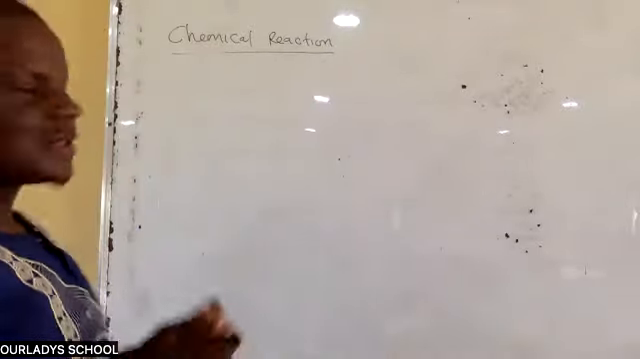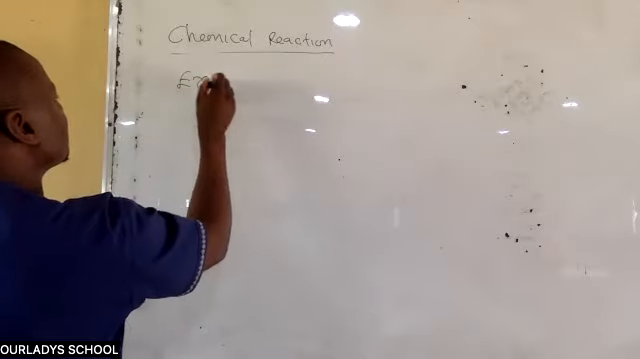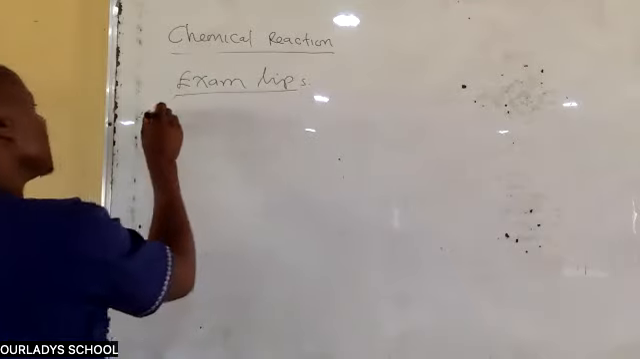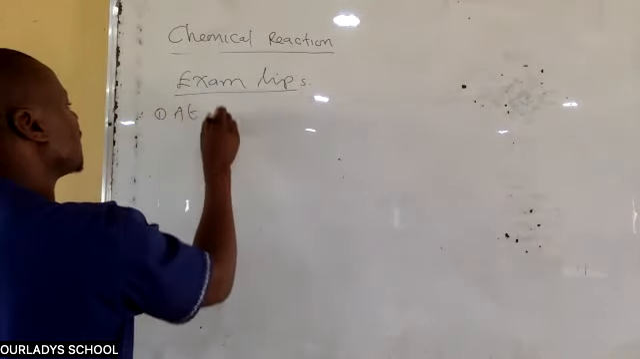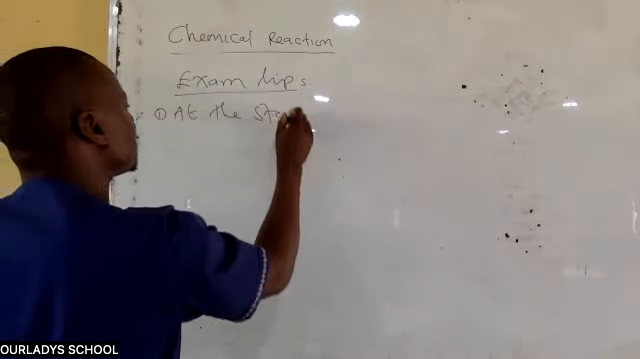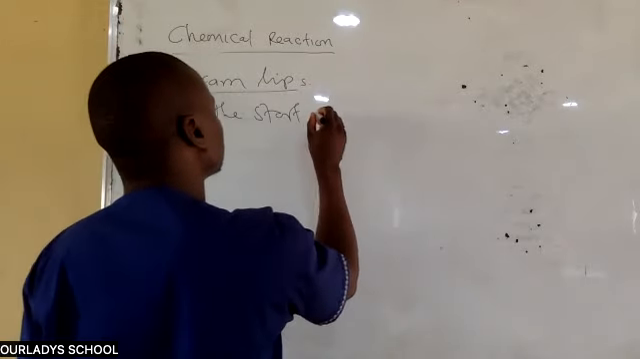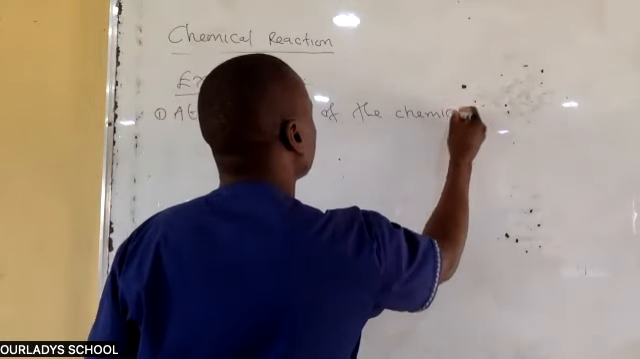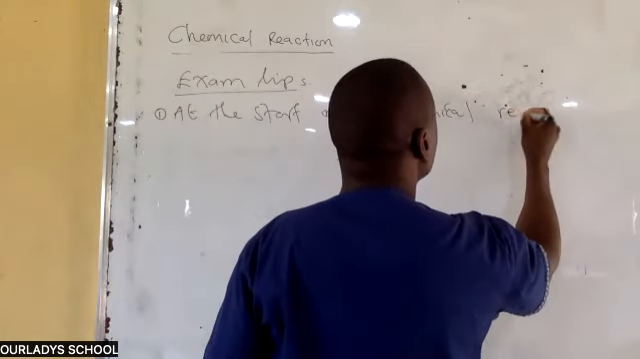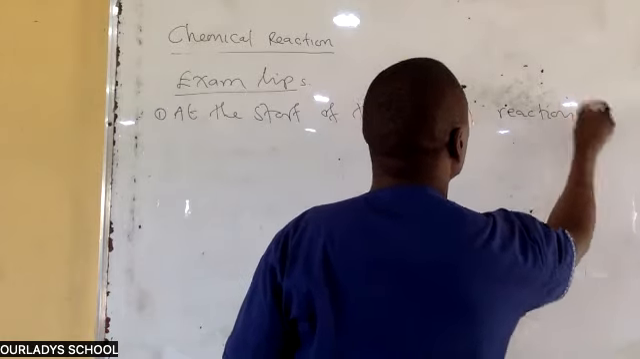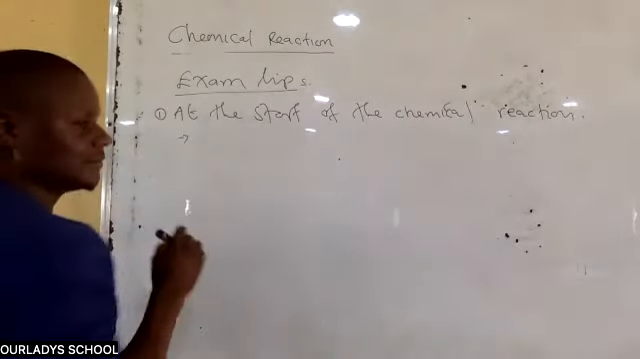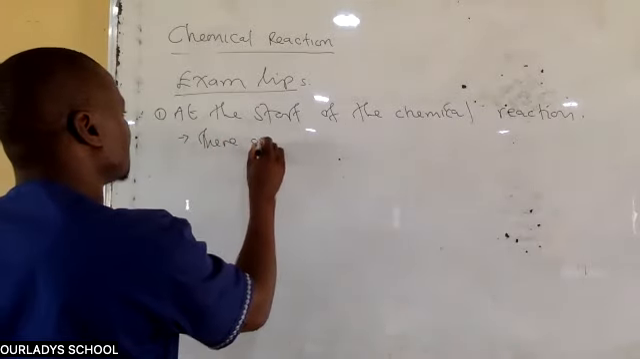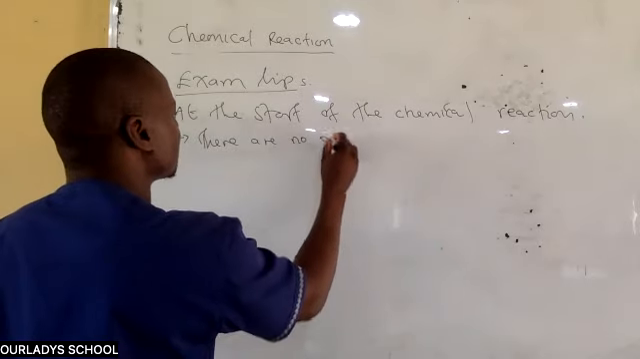We are saying that exam tips. Tip number one, at the start, at the beginning of the chemical reaction. Number one, there is no product, or there are no products.